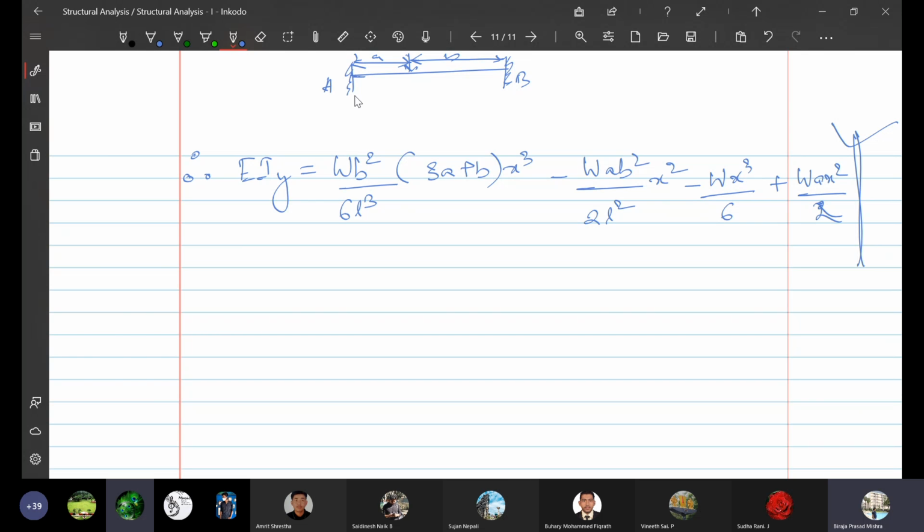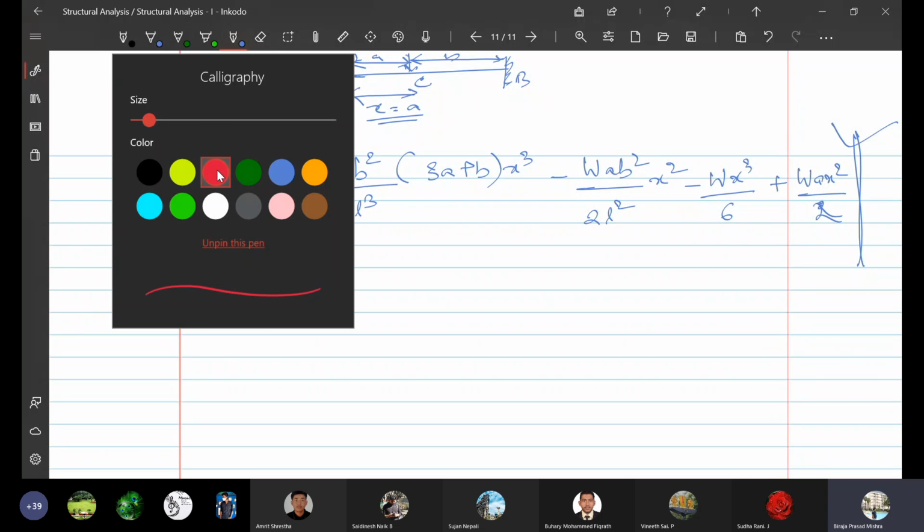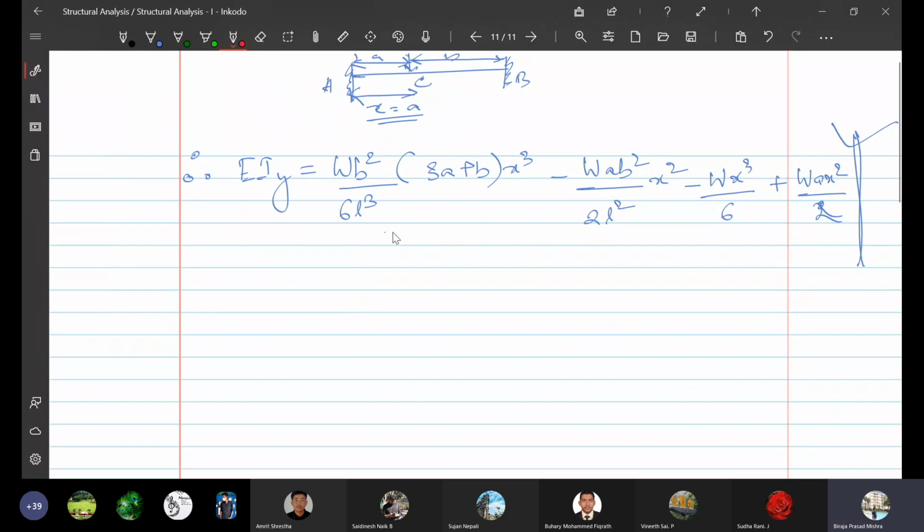That point is C, huh? Yes, C means I'm asking about. Okay, let us take a point at distance x from A. When x equals a, we will have maximum deflection, right? So we are giving it a new heading, that is deflection under the load. We'll find out that one.